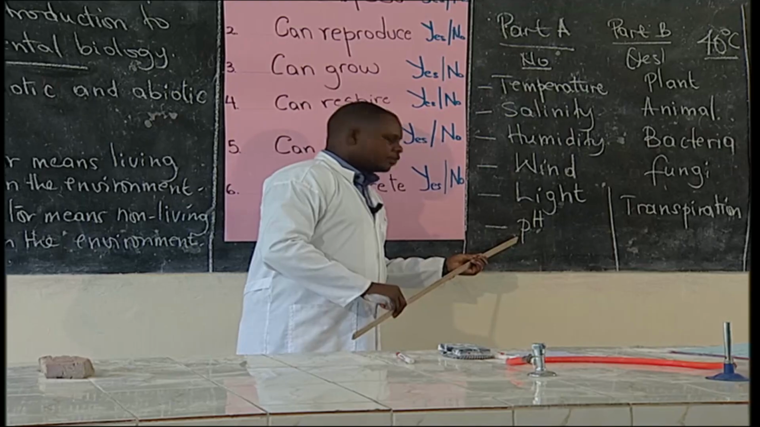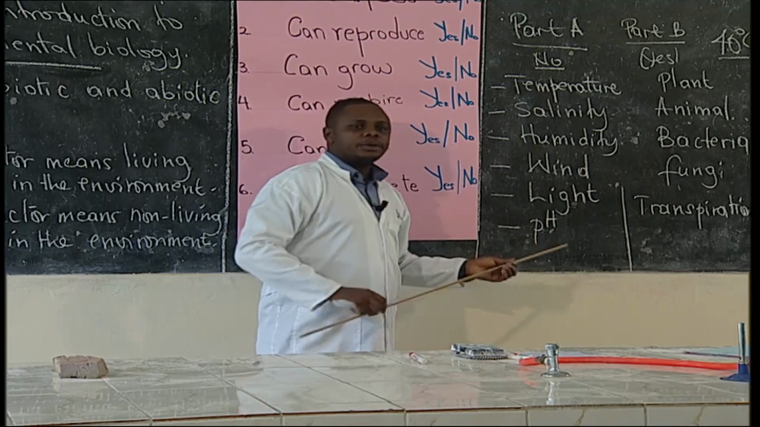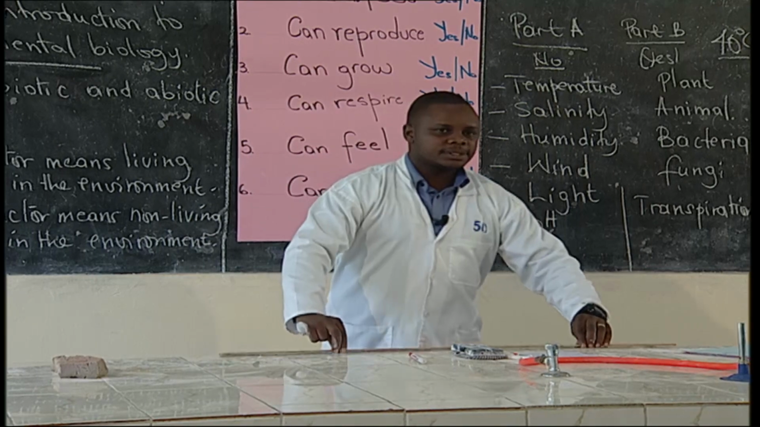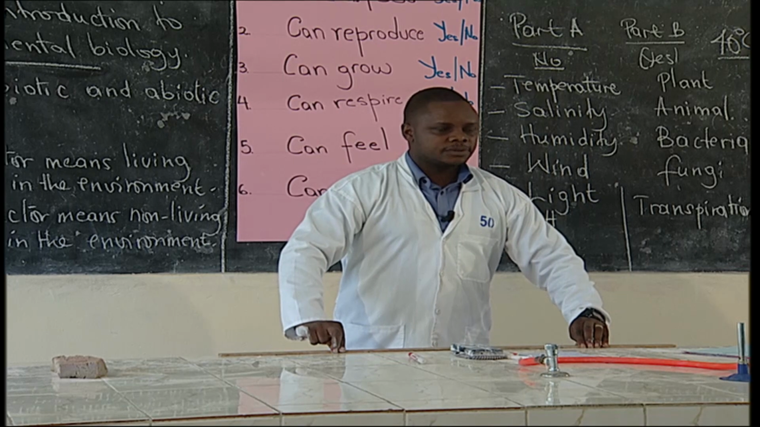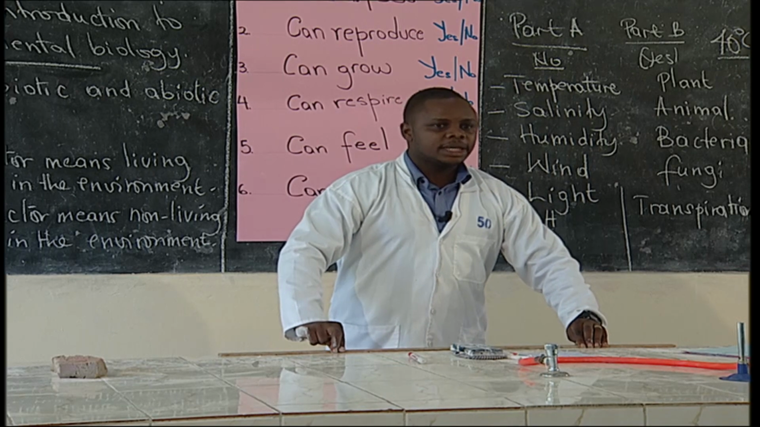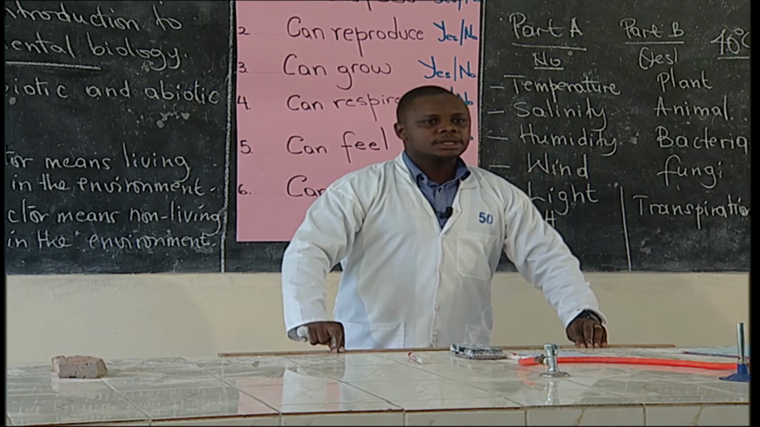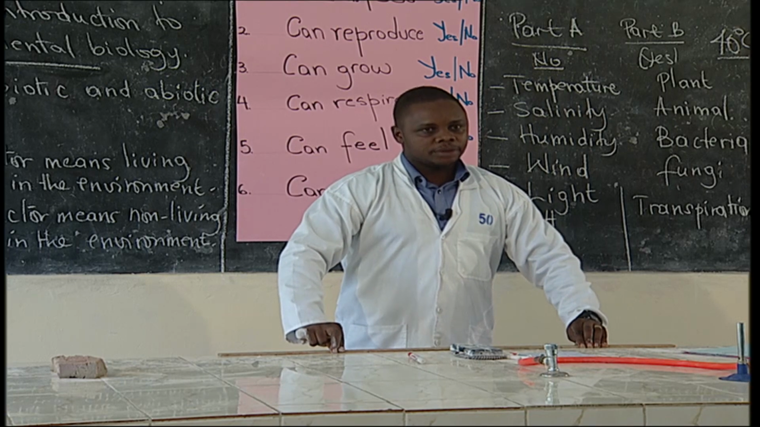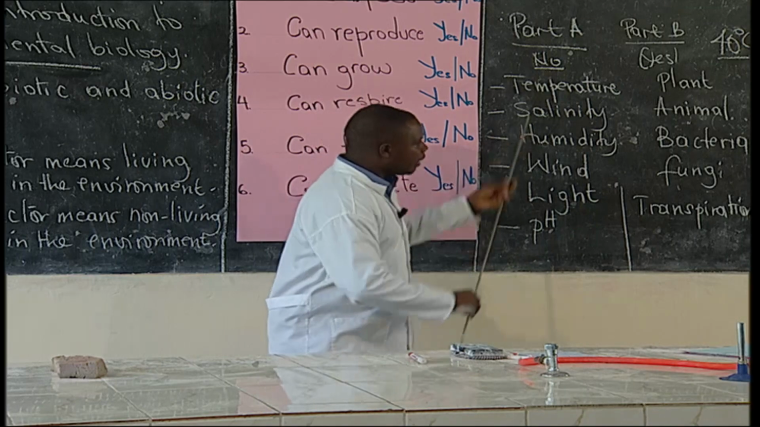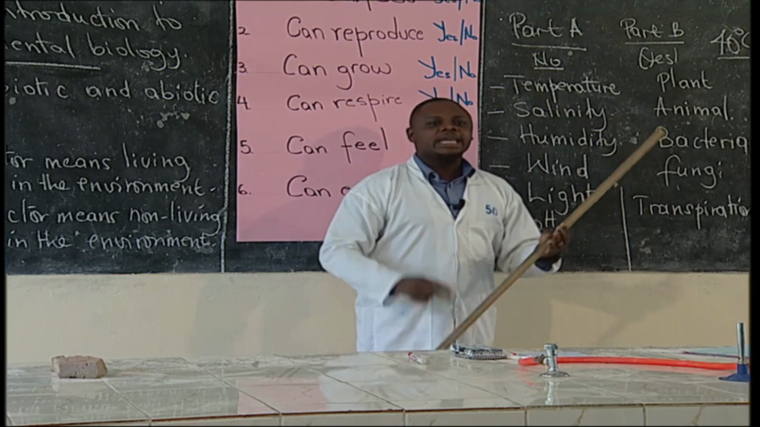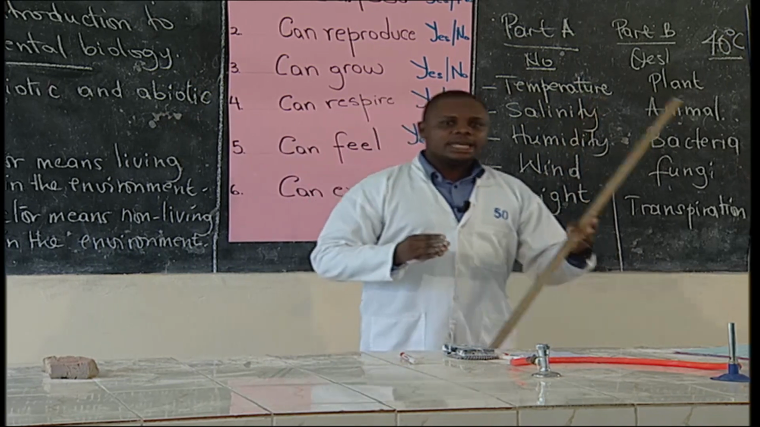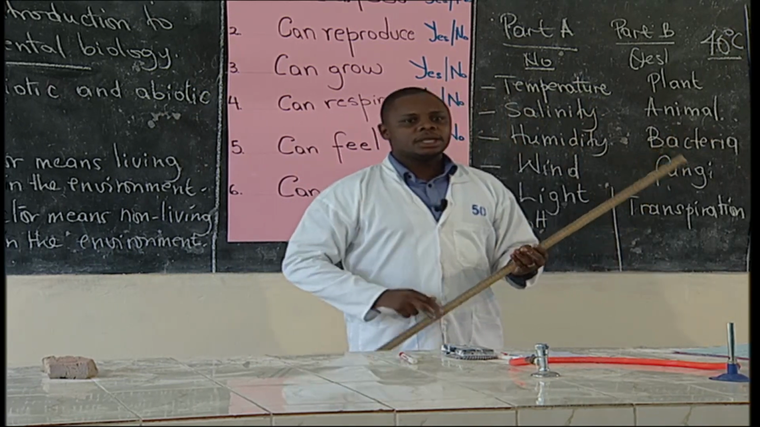pH, potential of hydrogen. Remember, we said in our body we have enzymes. Enzymes are pH sensitive. Some enzymes work in acidic environment, other enzymes work in alkaline environment. Meaning, these factors affect organisms, which we call interaction between living and non-living organisms.